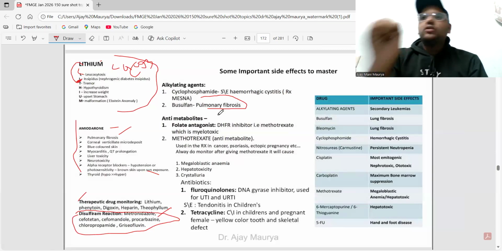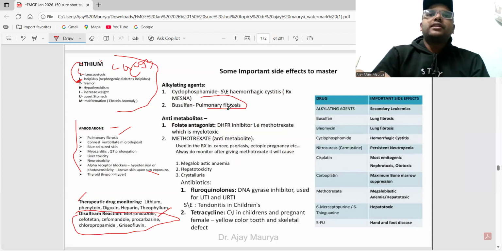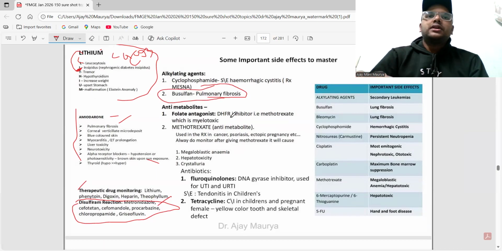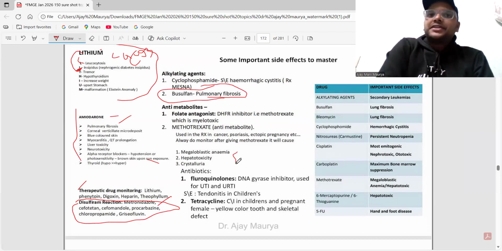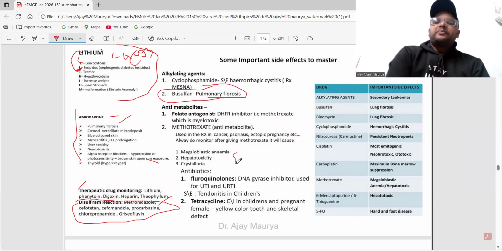Please try to Google that one, the mnemonic for remembering which drugs cause pulmonary fibrosis. Please take note. Antimetabolites, folate antagonists, which are DHFR inhibitors. Example: methotrexate, which is a myelotoxic drug. You have to know that. While giving methotrexate, you have to monitor everything, because it causes megaloblastic anemia, hepatotoxicity, and dysuria.